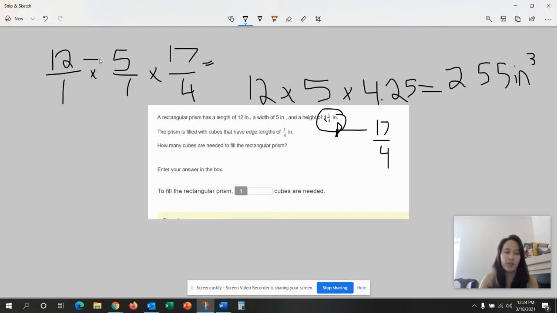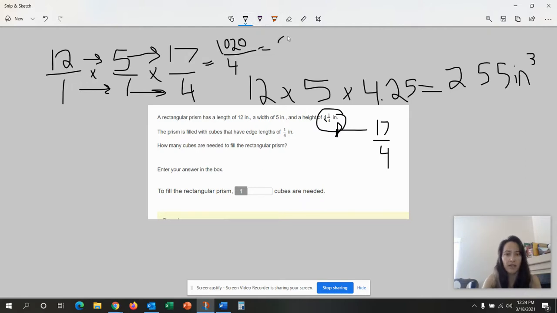We just multiply the numerators. So 12 times 5 is still 60 times 17. 12 times 5 times 17 is 1,020. That's what I found. I used my calculator. 1 times 1 times 4. 1 times 1 is 1 times 4 is 4. So now we do 1,020 divided by 4.